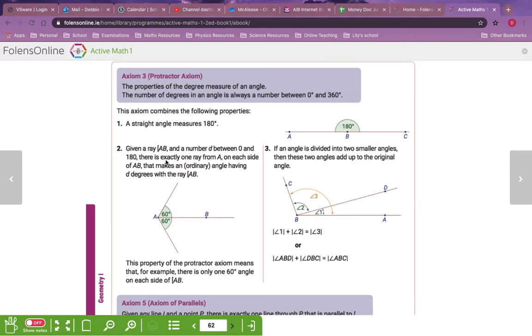Given a ray AB and the number D between 0 and 180, there's exactly one ray from A on each side of AB that makes an ordinary angle having D. What? The property of the protractor axiom means that, for example, there's only one 60. So if you were to go 60 degrees up and 60 degrees down from this ray here in the middle, there is only one 60 degree up and there's only one 60 degree down.